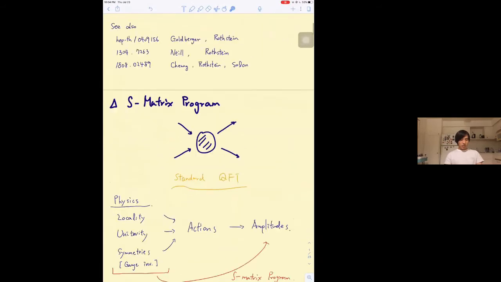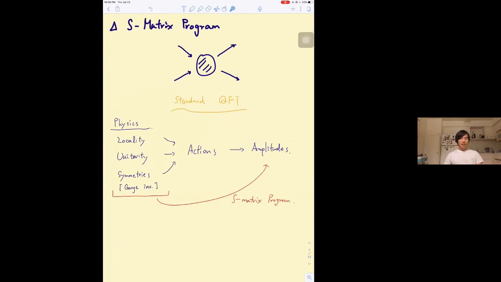So I'm sure you heard in the lectures about the amplitudes program. The basic idea is that in standard quantum field theory, please interrupt me if you have any questions, we usually start with some basic physics principles, like locality, unitarity, and possibly some symmetries, for example gauge invariance. Then we write down the consistent local actions, and from the local actions, we use Feynman diagrams to calculate amplitudes.